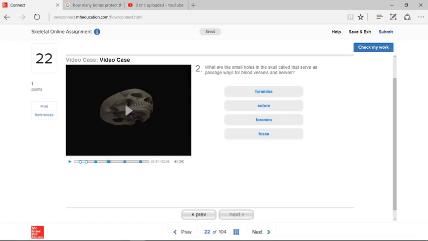What are the small holes in the skull called that serve as passageways for blood vessels and nerves? In the video, this said it was foramina. Could also be foramen, I don't know.